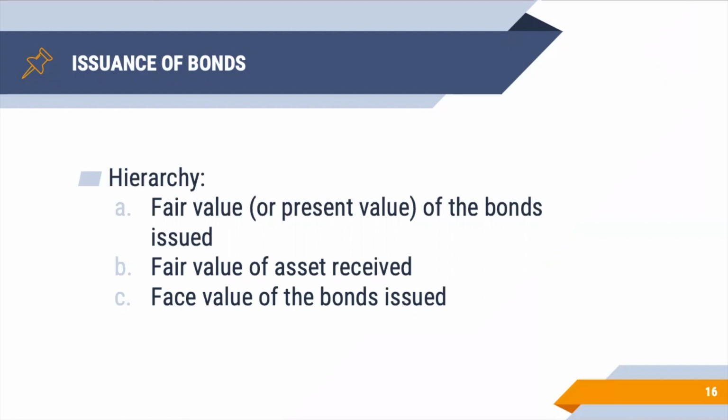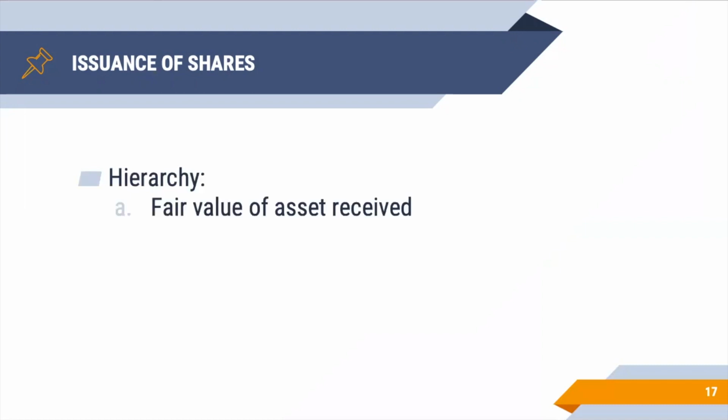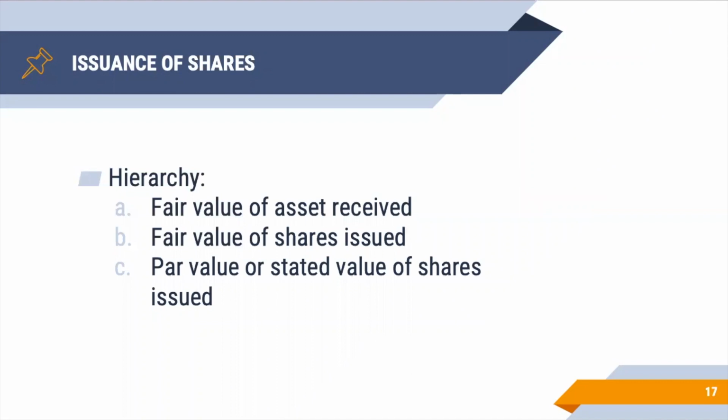On the other hand, if it's issuance of shares or share capital, then equity is our credit, and the hierarchy is quite different. The first in the hierarchy is the fair value of the asset received. So if that is given, then that is what we use. If none, then use the fair value of shares issued. If none again, use the par value or the stated value of the shares issued. So let's have an example.